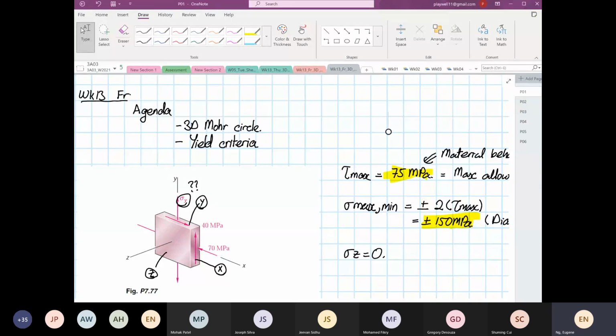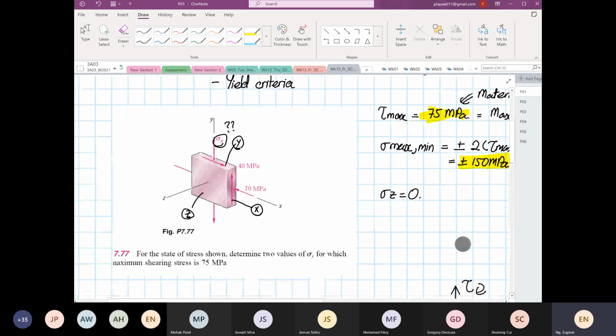So we are going to go to complete 3D Mohr's circle, and we're going to go into yield criteria. I'm going to continue where we last left off. We were solving this problem. Rather than formulating a lot of equations, we did not use equations; we visualized with Mohr's circle.